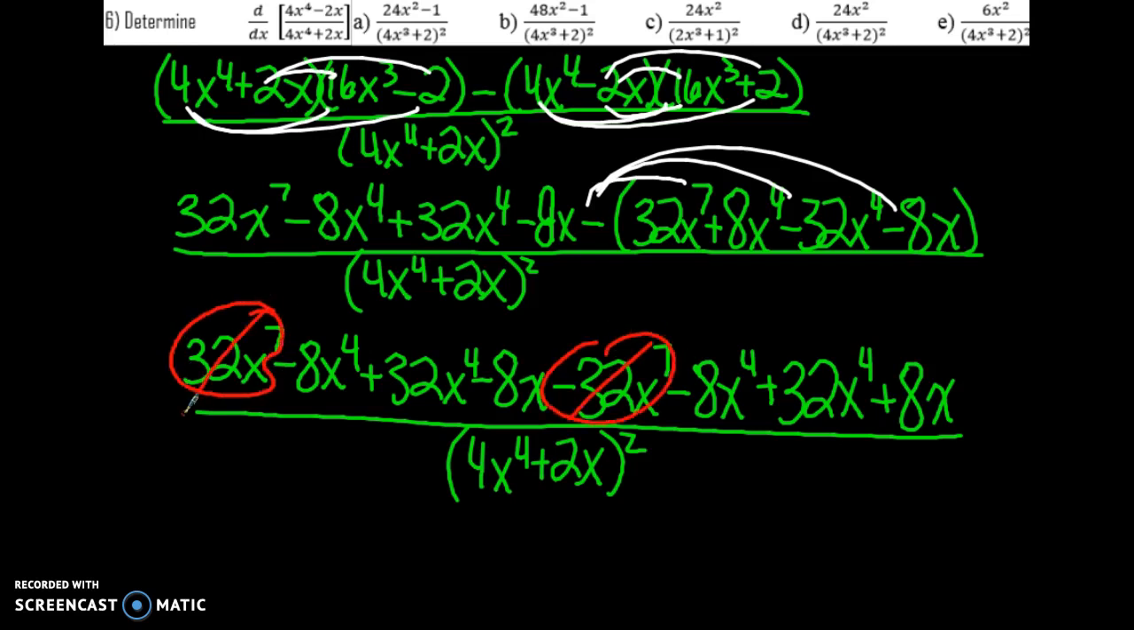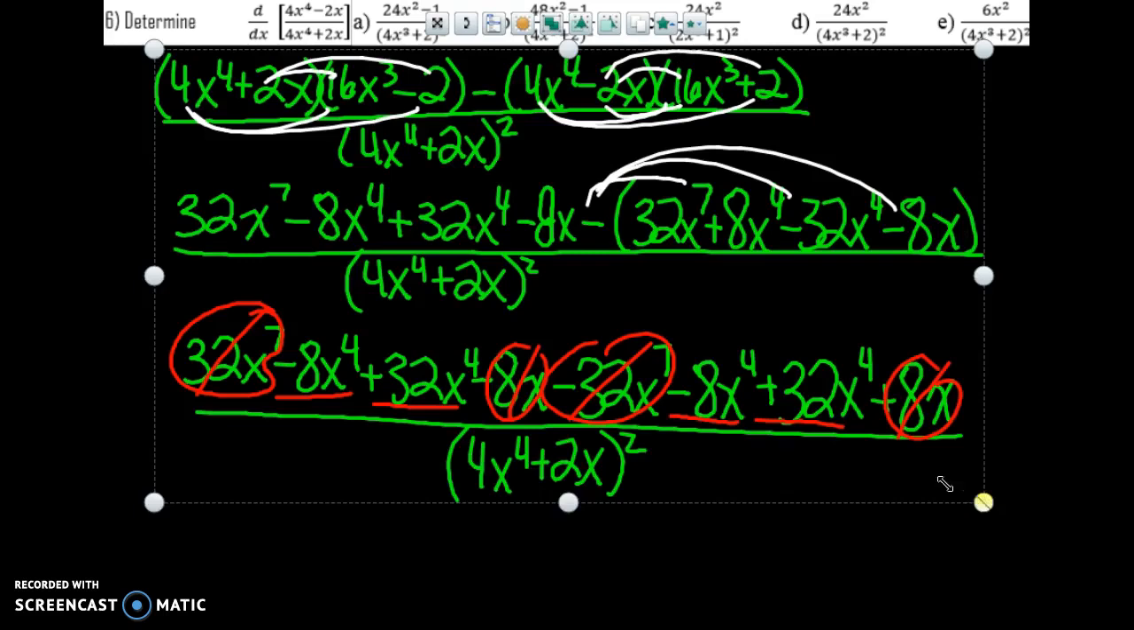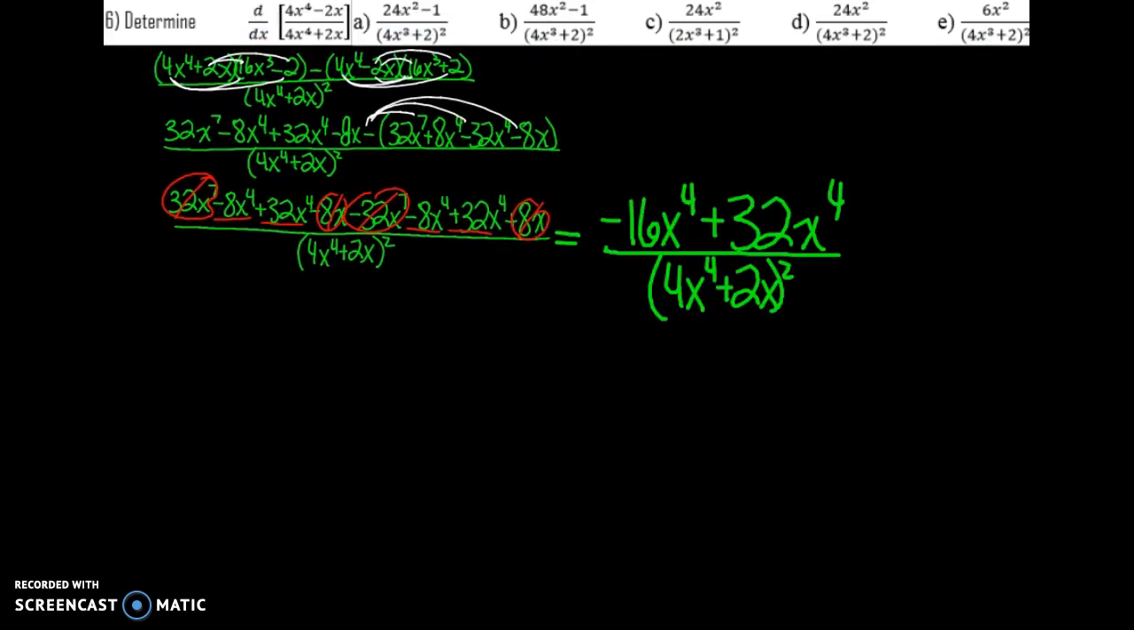Goodbye to those. These two need to be added together. These two also need to be added together, and goodbye to the 8x. After it's all said and done, you should end up with this. Of course, you can just add these two and add these two, but I decided to do it this way: combine like terms as far as coefficients, and then combine the rest of the like terms. And when you subtract those two, you should end up with.